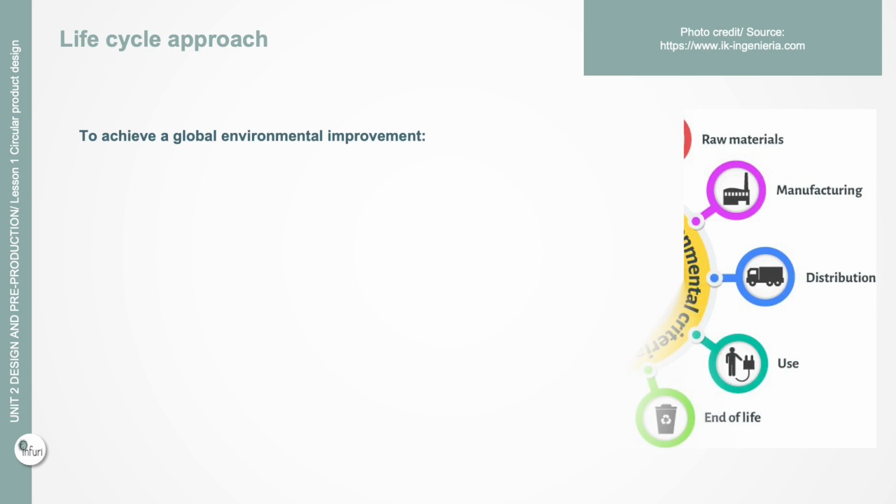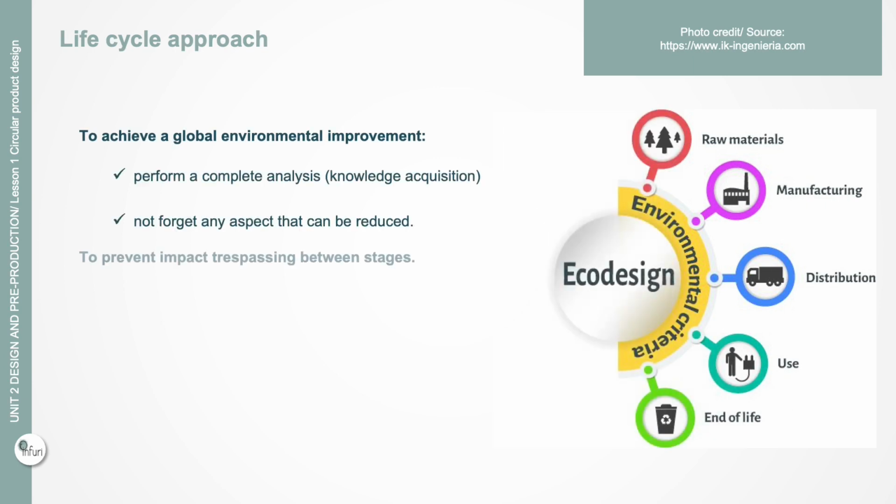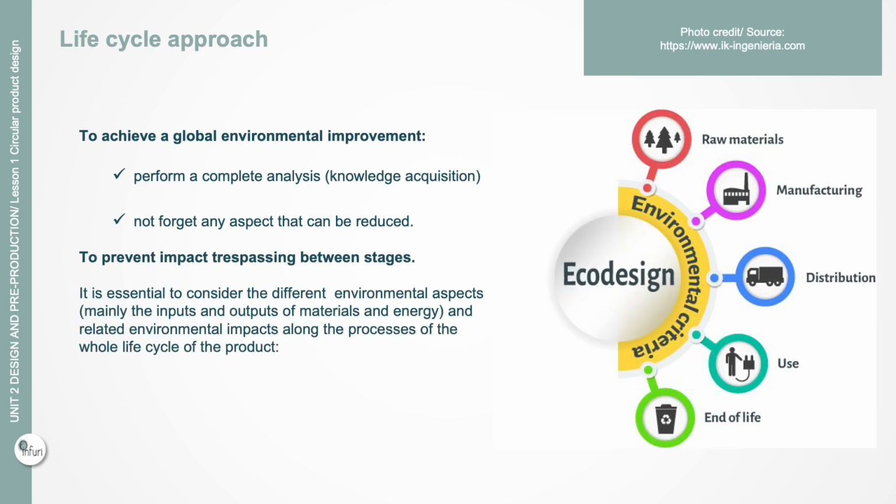To ensure the global environmental improvement and prevent the transfer of impacts from one stage to another, when analyzing the different environmental aspects, the whole life cycle stages of the product have to be considered during the design phase. This implies everything from raw materials extraction and processing to manufacture the product, all the intermediate transports and the product distribution, the use stage and its end of life, final disposal or valorization options.